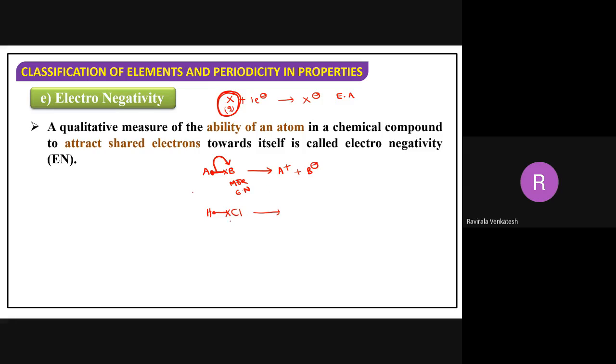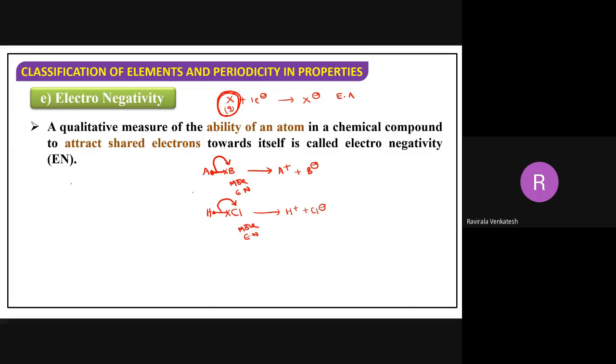But which is more electronegative, hydrogen or chlorine? Chlorine has more electronegativity. Now the bonding electrons are taken by whom? Chlorine. So we are going to get H plus and Cl minus. So this is called what? Electronegativity.